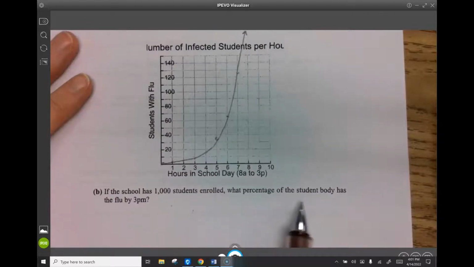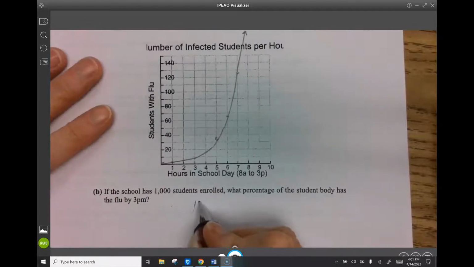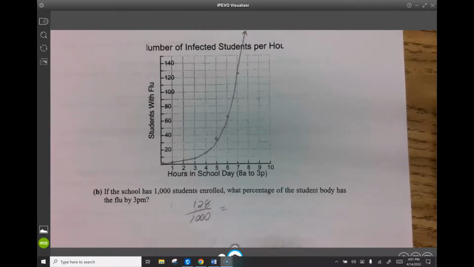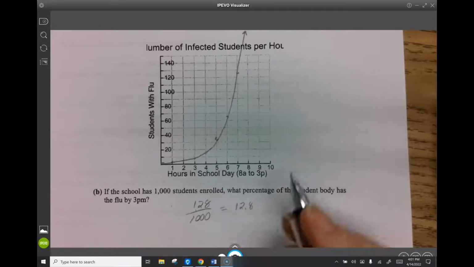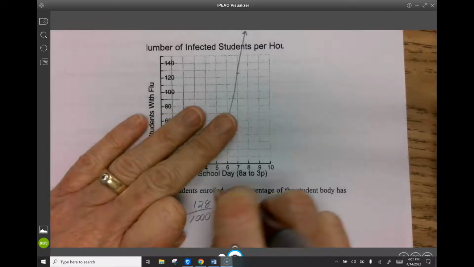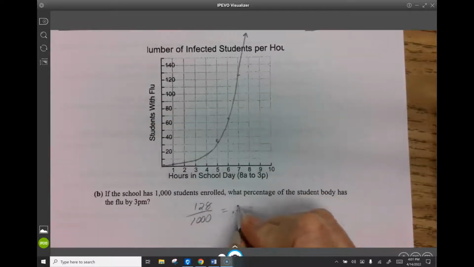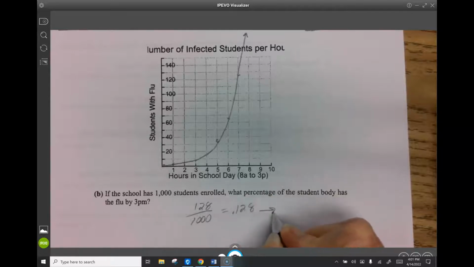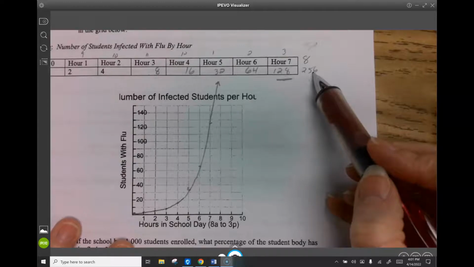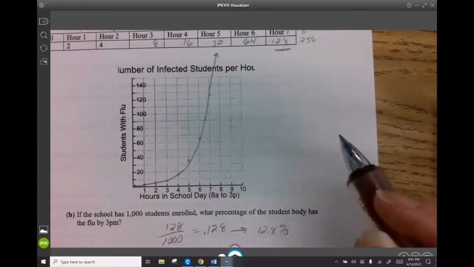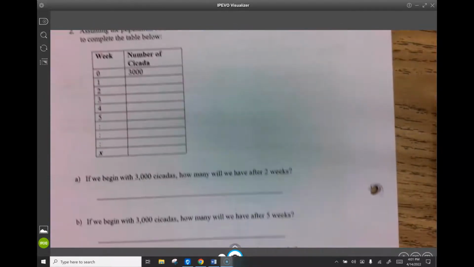So if I want to find out what percentage of the student body, well, there's 128 out of 1,000 that are infected, and when I divide, I'm going to get 0.128. So as a percent, that's 12.8%. By 3 p.m., 12.8%. If they would have been there one more hour, it would have been 25.6%. So you can see it goes up very quickly. Okay? Just wanted to show you, because these are the kinds of problems that you might see on this.